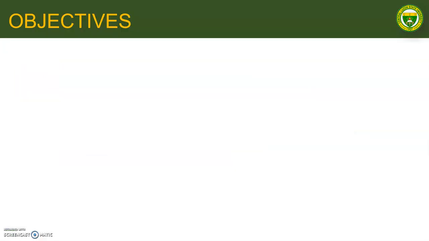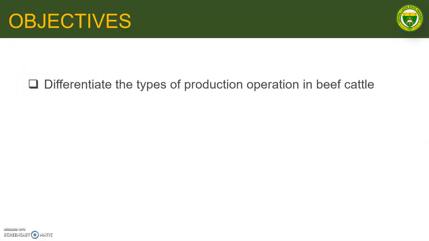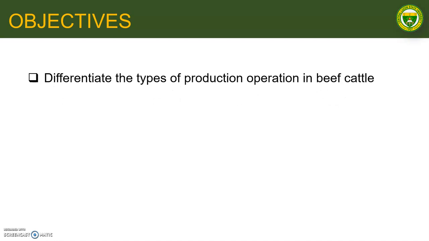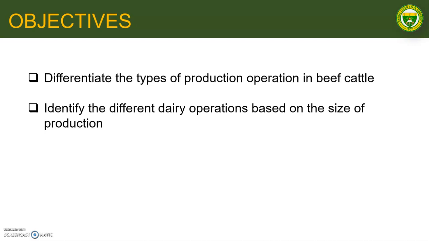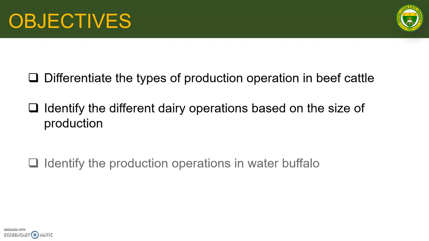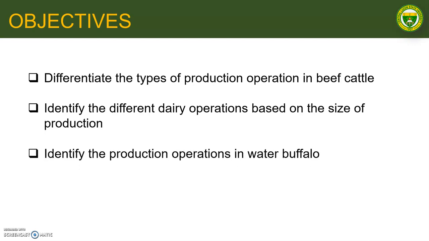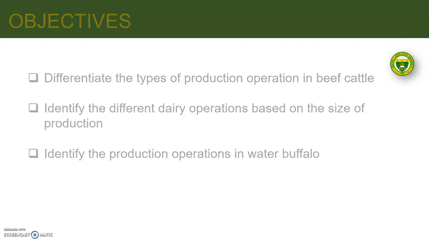At the end of this module, you are expected to differentiate the types of production operation in beef cattle, identify the different dairy operations based on the size of production, and identify the production operations in water buffalo.